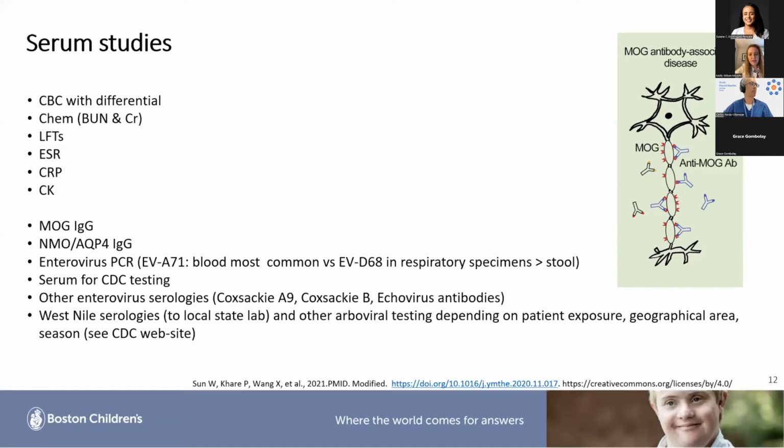And then other enterovirus serologies, Coxsackie A9, Coxsackie B, and echovirus antibodies are fairly readily available, and can be other important enteroviruses to evaluate for. West Nile serologies from the blood to the local state lab if you're in the US, and then other arboviral testing depending on the patient exposure and geographical area and the season. And the CDC has great websites that can guide you more in terms of arboviral testing.